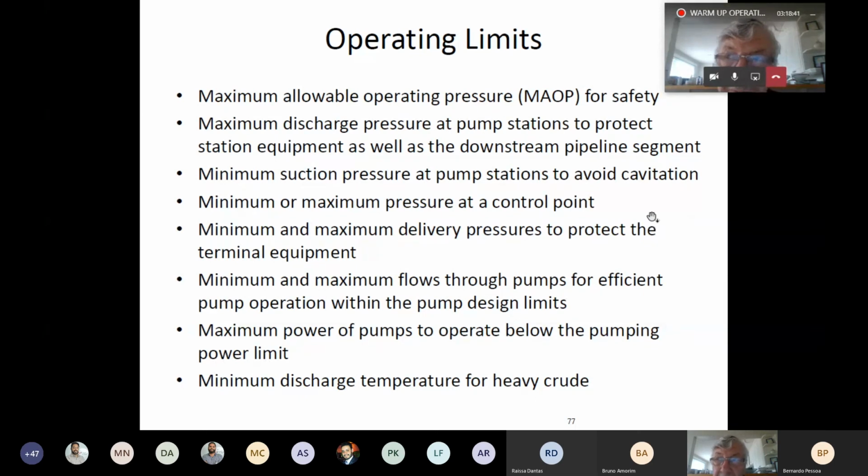And because we have to pay for electrical power to drive the pumps, usually in most countries, the electrical power is cheaper at night. So if you've got a choice, you try to move more product at night than during the day. And so it's cheaper for you to do that.